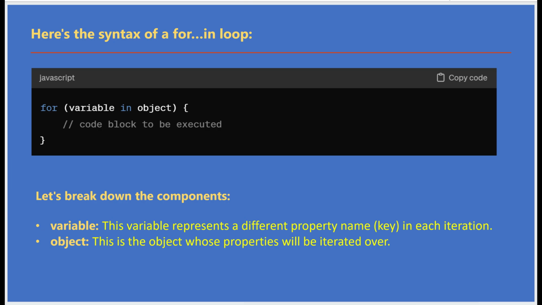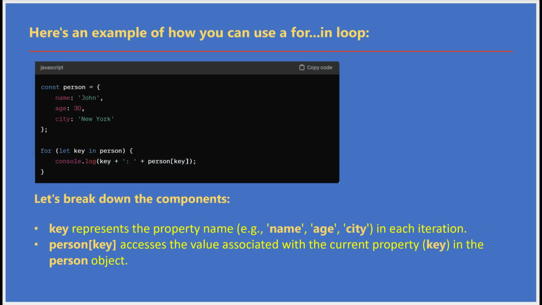Now, let's put theory into practice. Imagine we have a simple object, person, with properties name, age, and city. Const person equals sign. We can use a for-in loop to iterate over person like so. For let key in person. In this scenario, key represents the property name in each iteration, and person[key] accesses the value associated with the current property in the person object.